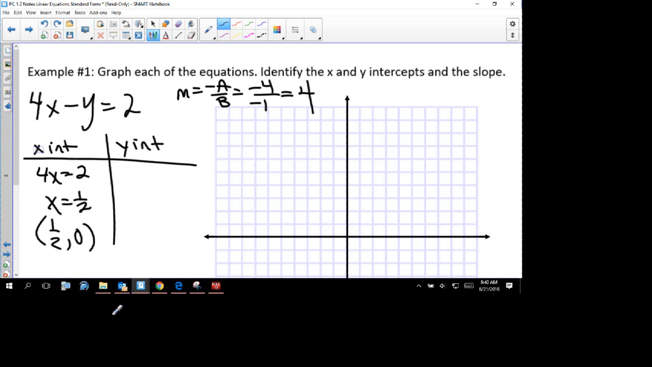Y-intercept, if I do y-intercept, I'm getting rid of x, so that's gone. I have negative y equals 2. Y is -2, so 0, -2.